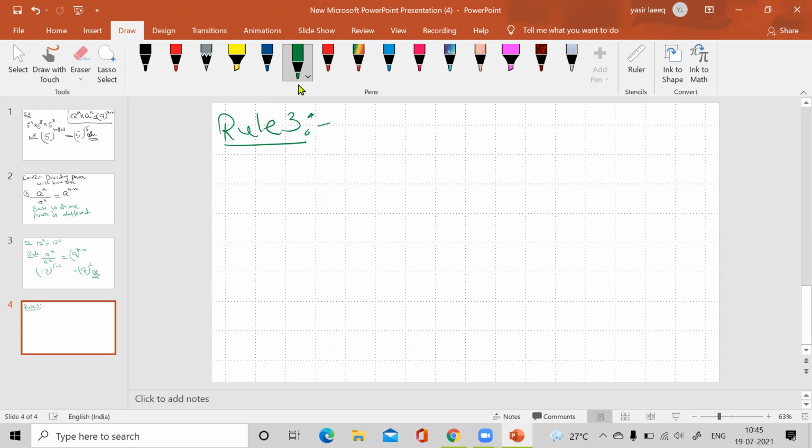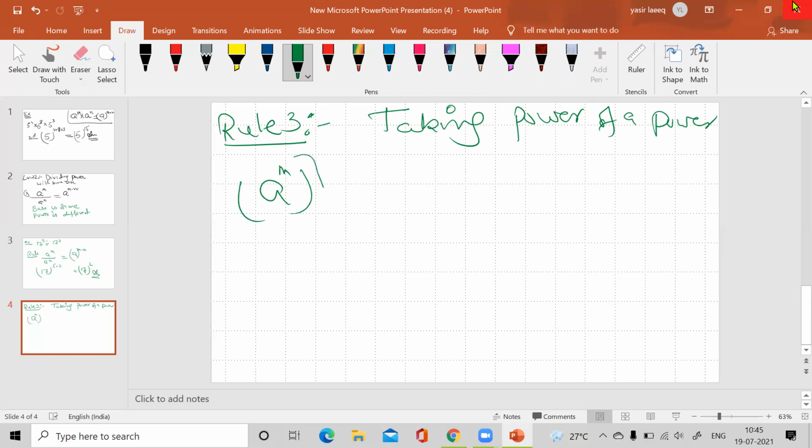Rule 3. What does it say? Taking power of a power. What does it mean? It means that if a is any number, its power is m, and the whole power is n, then you just multiply these powers.